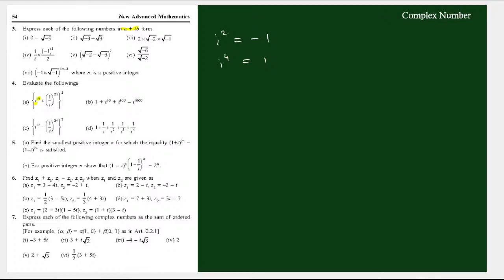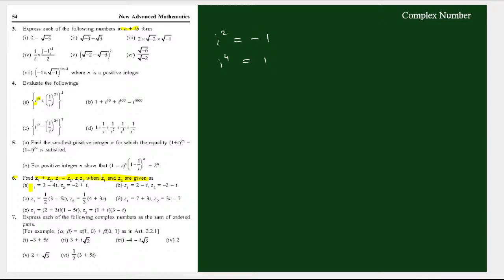Okay, 5. Okay, I will do number 5, 6, 7. Ordered pair. 7 also you will be able to do. 7 is also your homework then. You try to do by yourself first. Okay. Z1, Z2, Z1 plus Z2, Z1 minus Z2, Z1 Z2. 6 also you can do. Just now we have done this one.